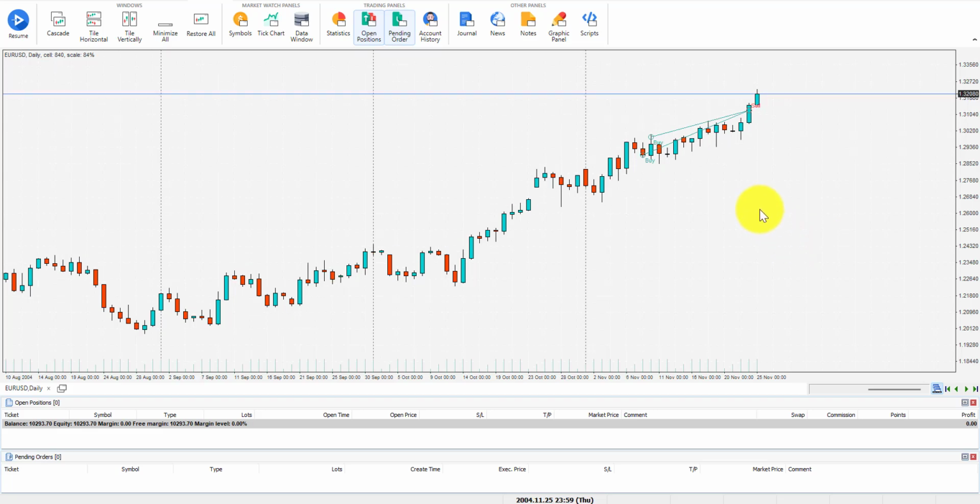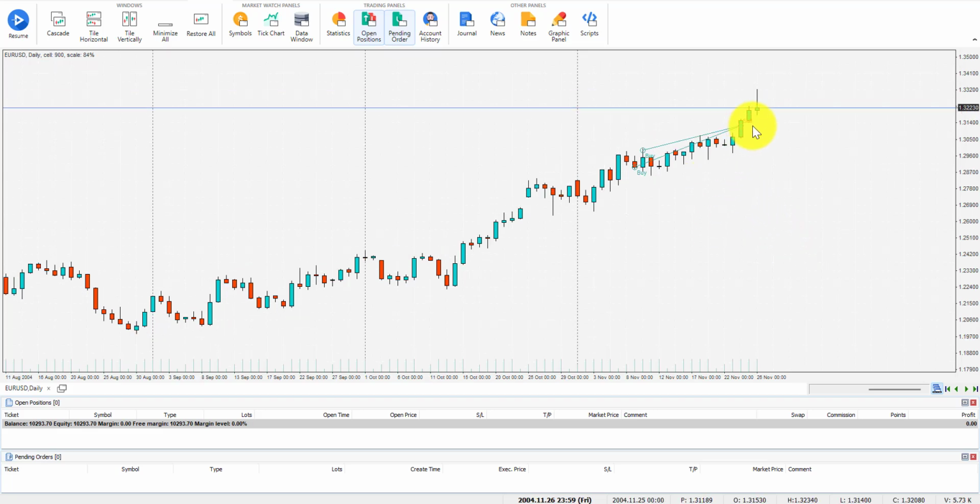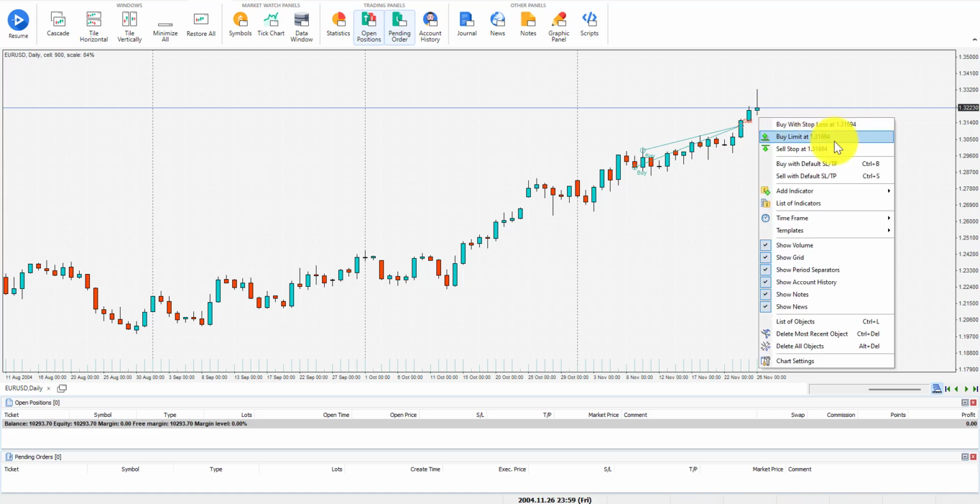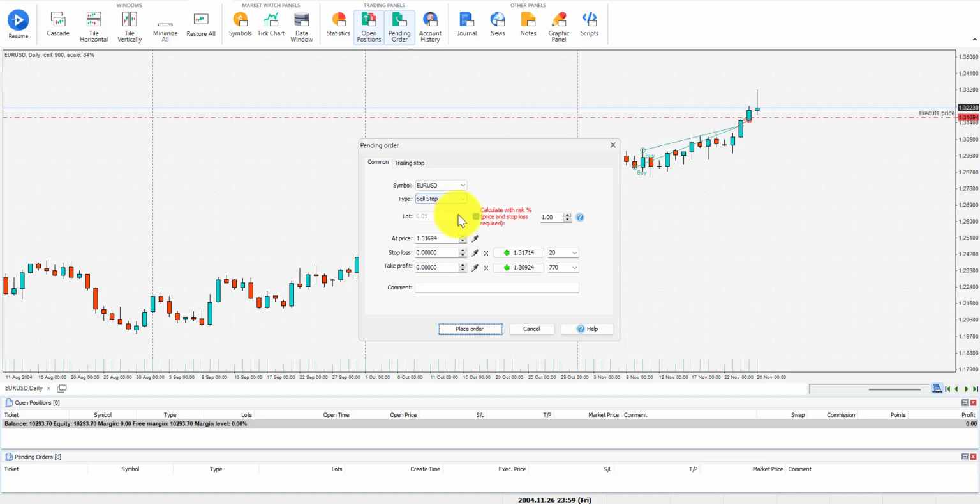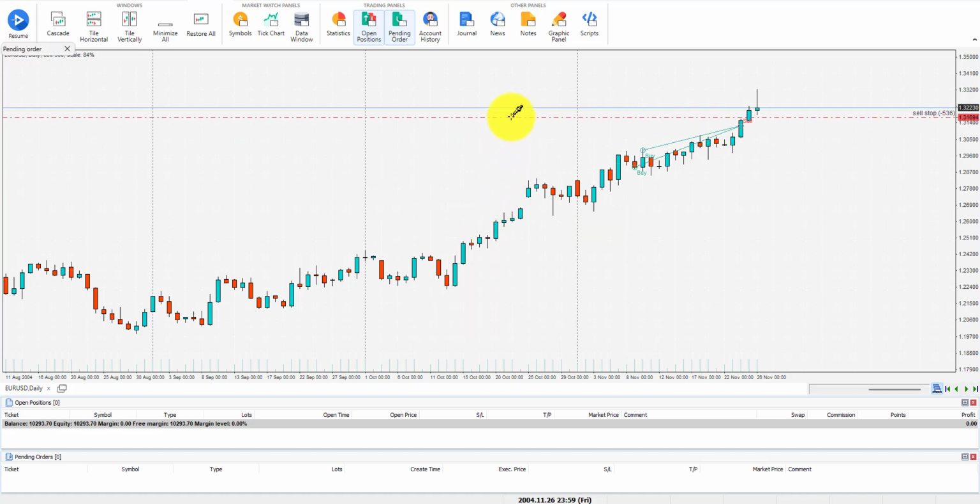Let's see if we can find another potential trade. Okay, let's do this. Let's do a sell stop. Now, we're going to call this the end of the trend based on this kangaroo tail. I actually think we're going to get stopped out, but that's okay. I'm still going to do this trade. So we'll put our sell stop here.